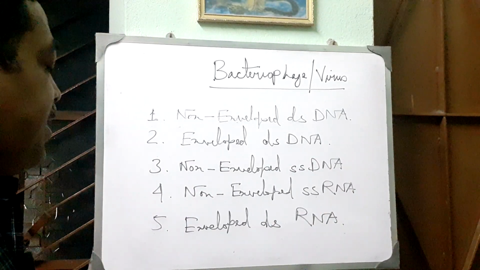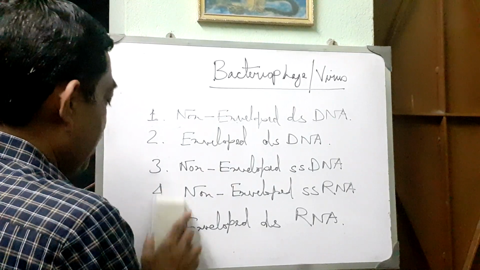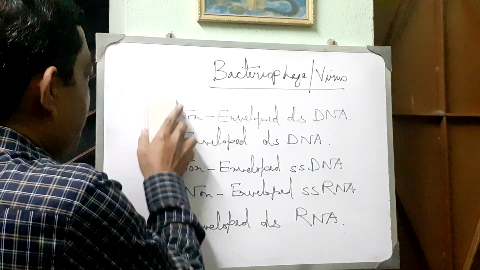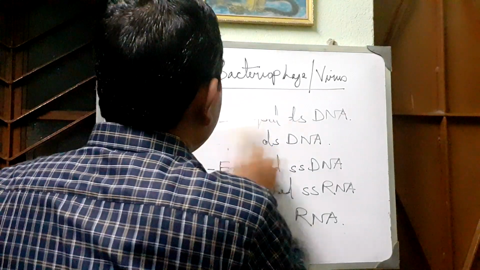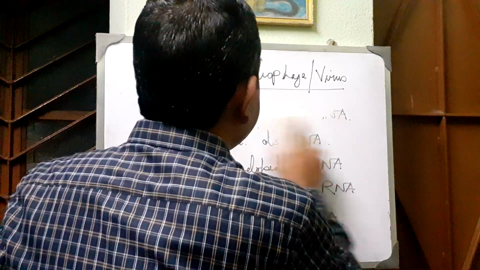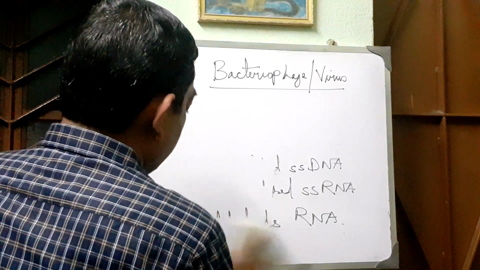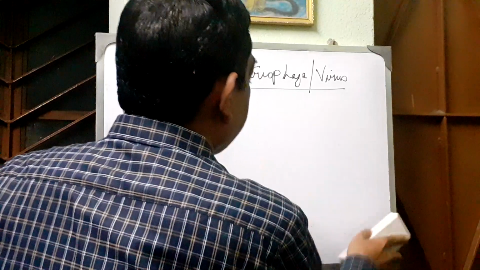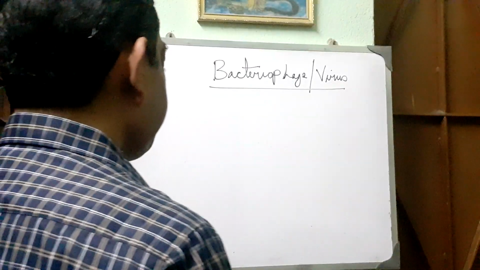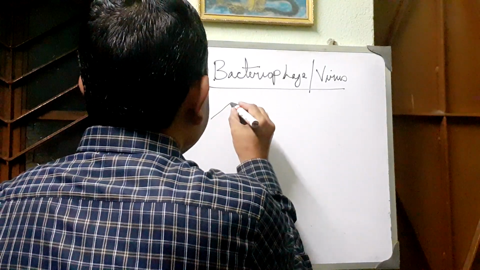Now I am going to explain this. Before that, I will draw a typical bacteriophage structure, so it will be very easy to understand how this particle looks. So I try to draw a diagram for the bacteriophage particle. It is a common type of bacteriophage particle like that.